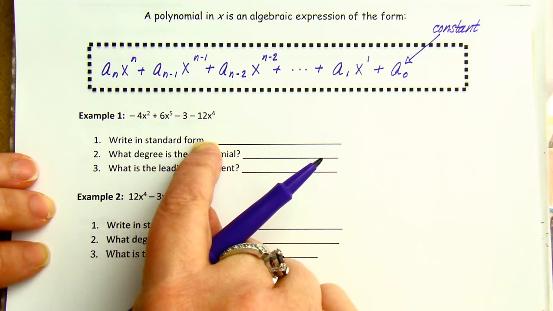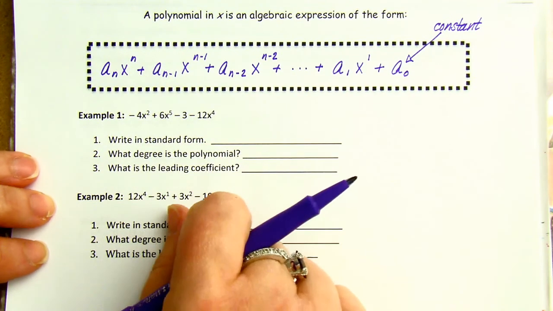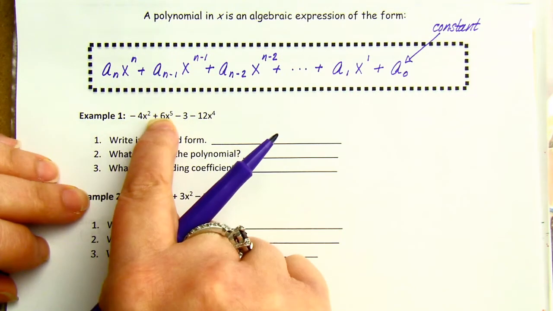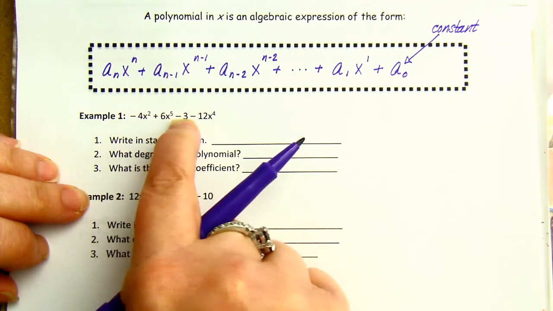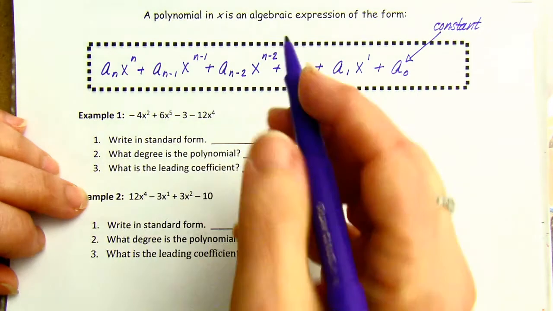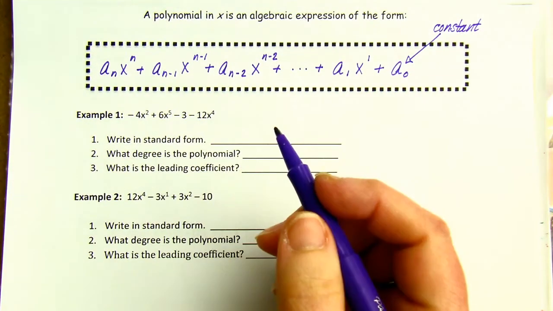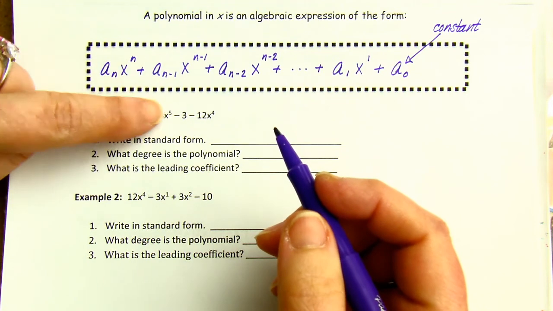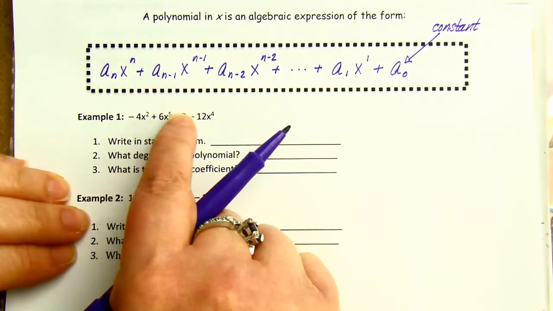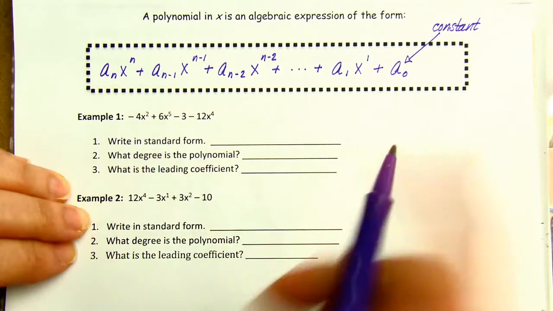So standard form means highest to lowest exponent. You have to analyze the polynomial and figure out which one has the highest exponent. This is a second power, power of 5, power of 0, power of 4. So the power of 5 comes in first. In this example, we see x to the 5th power, that's the highest degree. This would be our leader of the pack.